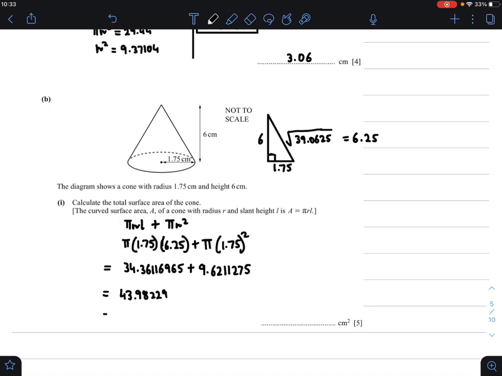43.98229. And since we have to give our final answer in 3 significant figures, it will be 44.0 centimeters square, because the fourth significant figure in this case, which is 8, is greater than or equal to 5. So it will round off the 9 to the next number, and since it will round off the 9, it will become 10. So 1 will get carried forward to the 3, and therefore 44.0 centimeters square will be your final answer for part B1 of this question.